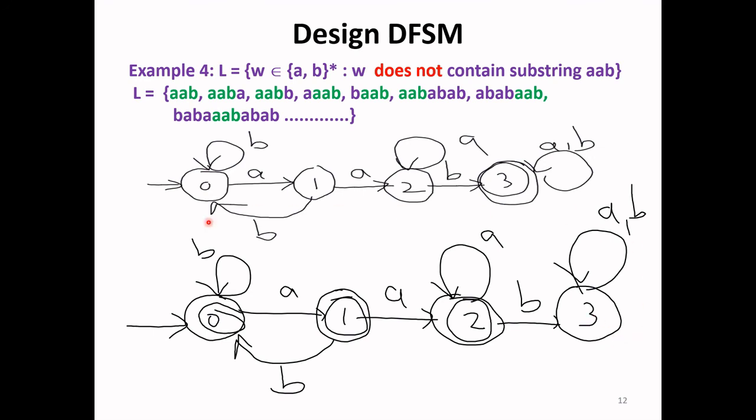So this is the DFSM for the language which does not contain substring AAB. I hope you understood how to design the DFSMs. Thank you.